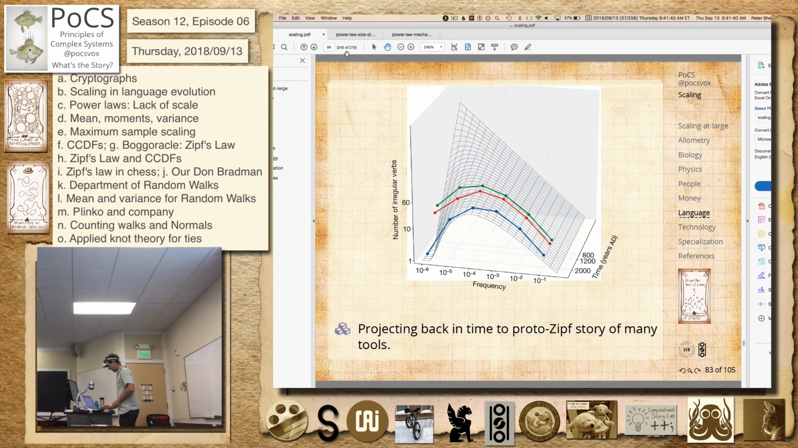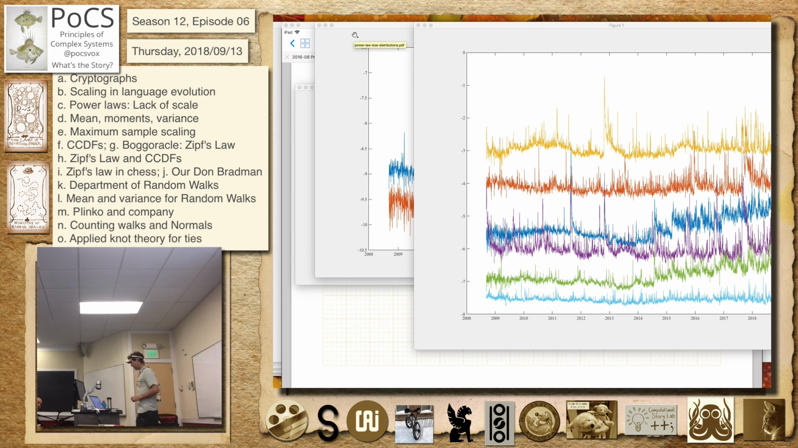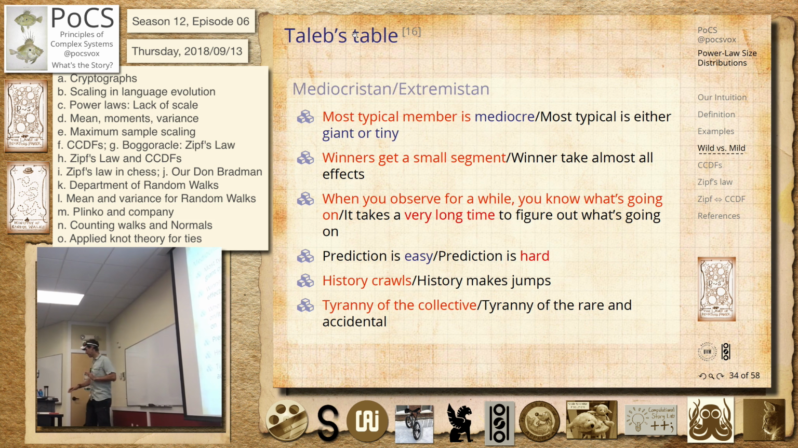Magic box. All right, good. All right, so let's get into this. And I know it would have been good to get to some of these slides the other day, but we did not. So power law size distributions, right?